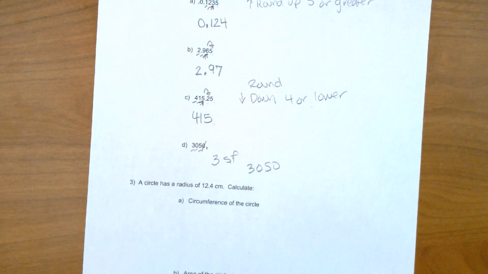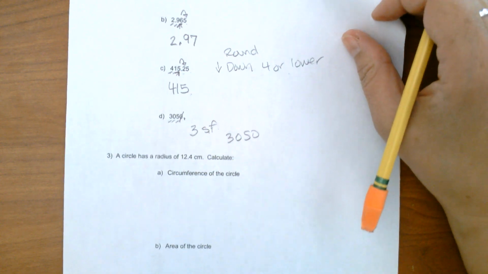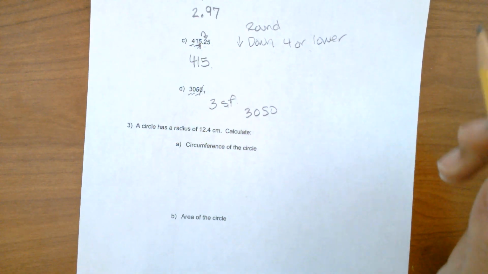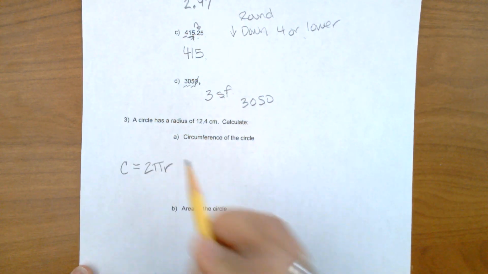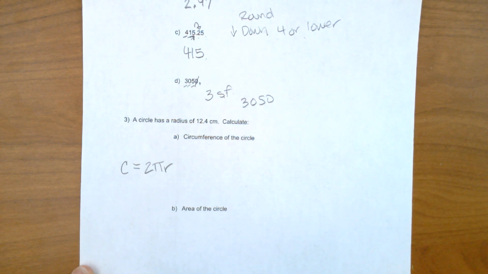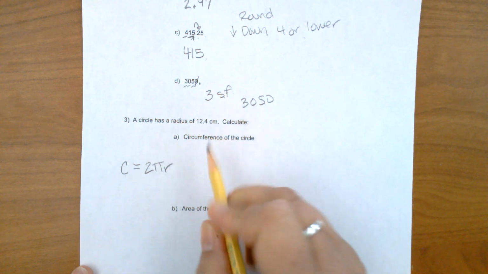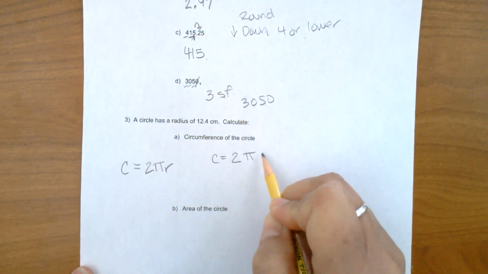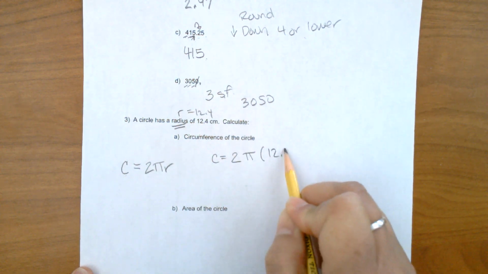Okay? And the last one, number 3: a circle has a radius of 12.4 centimeters. We need to calculate 2 things. First is the circumference and then the area. So here we go. For circumference, you are going to need these formulas for your do, check, and corrects, your DCCs, so please write them down. Circumference of a circle is C equals 2 times pi times r. So C equals 2 times pi times 12.4, where the radius r equals 12.4.